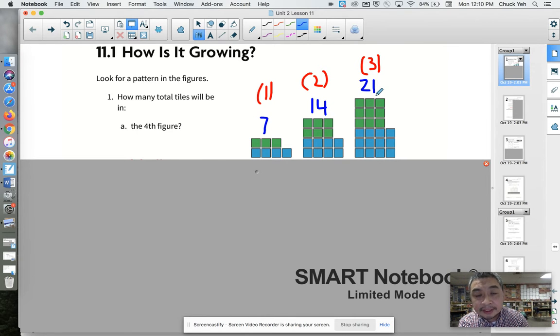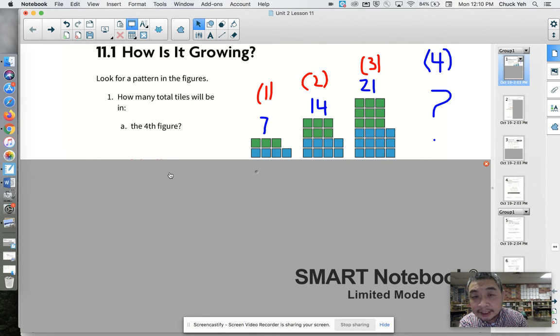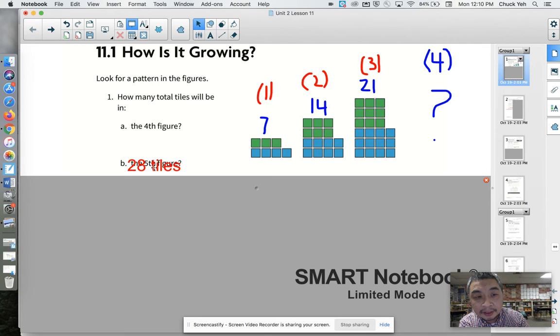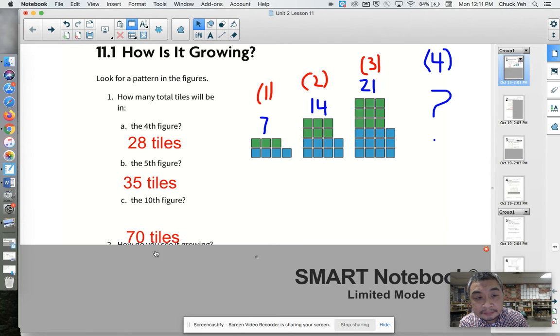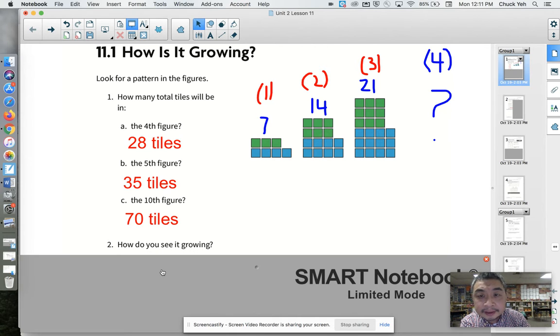Well, look at the pattern. How's it going by? Yep, you got it. It's going by 7. So then if there were the fourth figure here, what would it be? So pause it and try to figure it out. So right, 28. How about the fifth? 35. How about the 10th? Yep, 70.